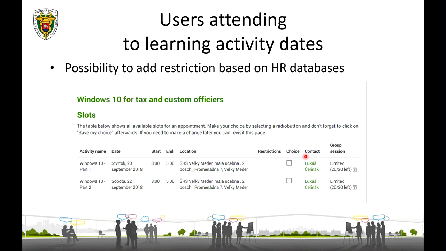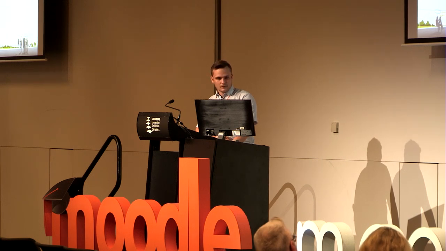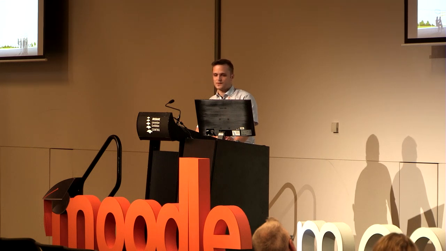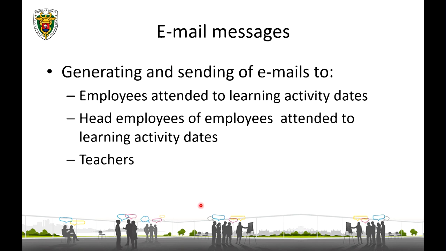And this is the student view. A student or employee can see all necessary information about the learning activity date, and he can attend by clicking on the checkbox or unattend from the learning activity date. Timetable uses the autocomplete from the Moodle Form API for attending users, as students or as teachers. This autocomplete is built with a new instance of an AJAX function for searching users in the system.